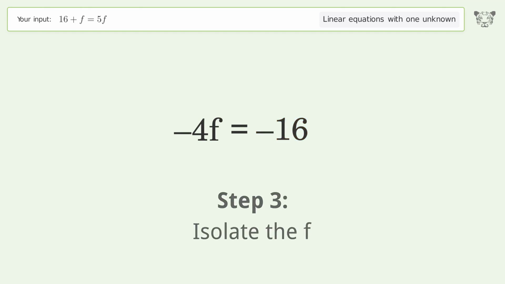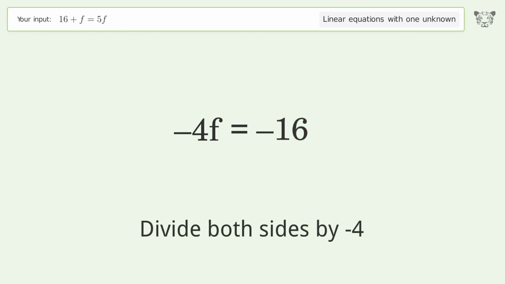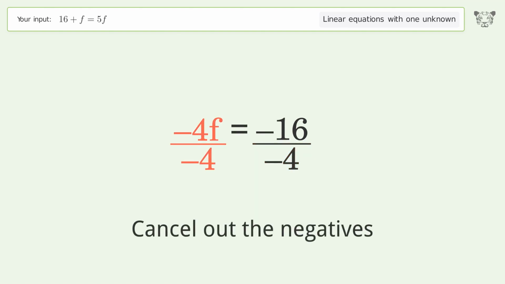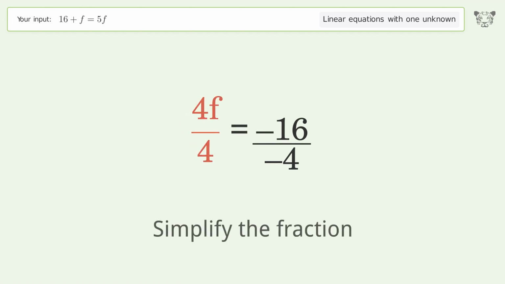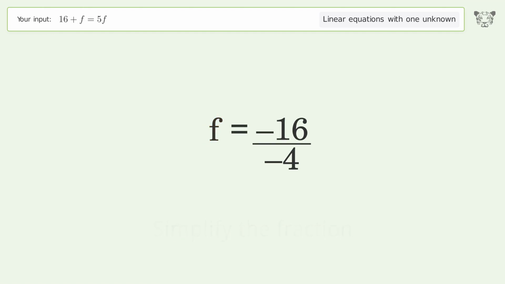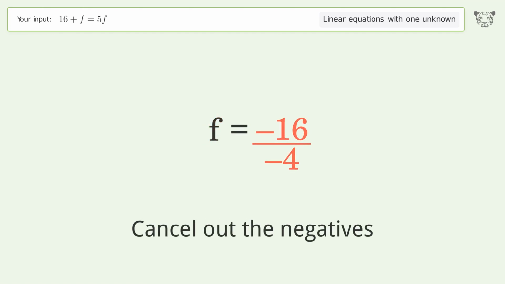Isolate the f. Divide both sides by -4. Cancel out the negatives. Simplify the fraction. Cancel out the negatives.